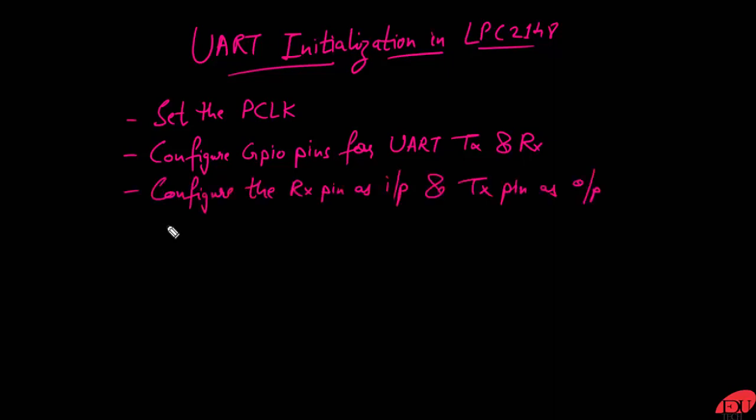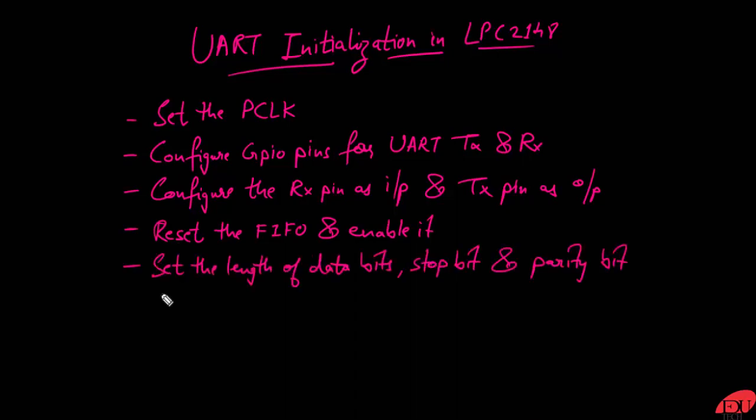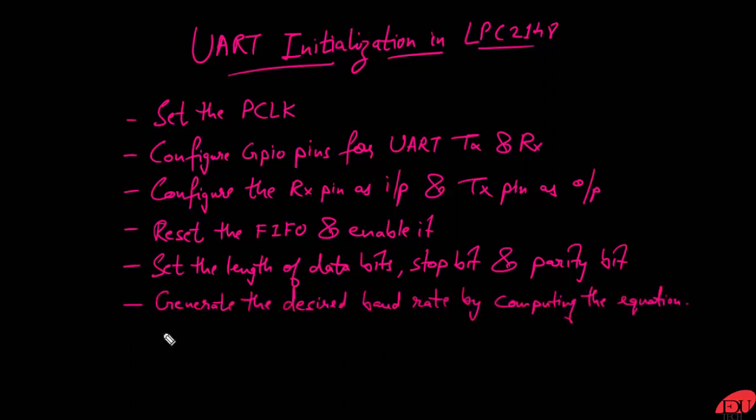Then configure the direction of receiver pin as input and transmitter pin as output. After that, reset the FIFO and enable it. Then set the length of data bits along with the stop bit and parity bit as required. After that, generate the desired baud rate by computing the equation of baud rate generation. And finally, enable the UART0 transmission.